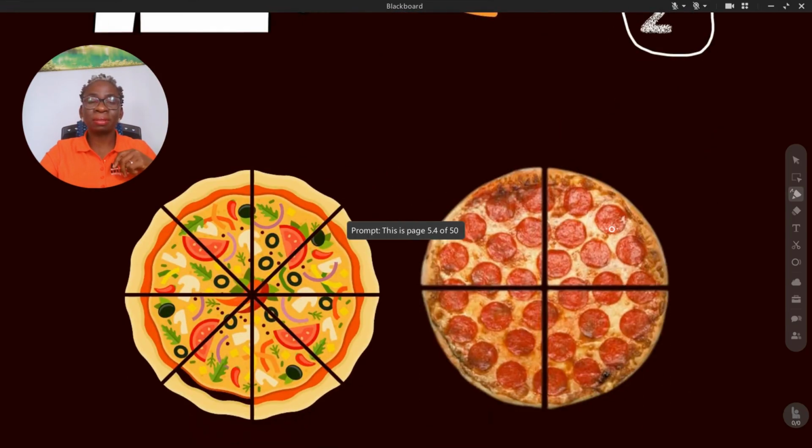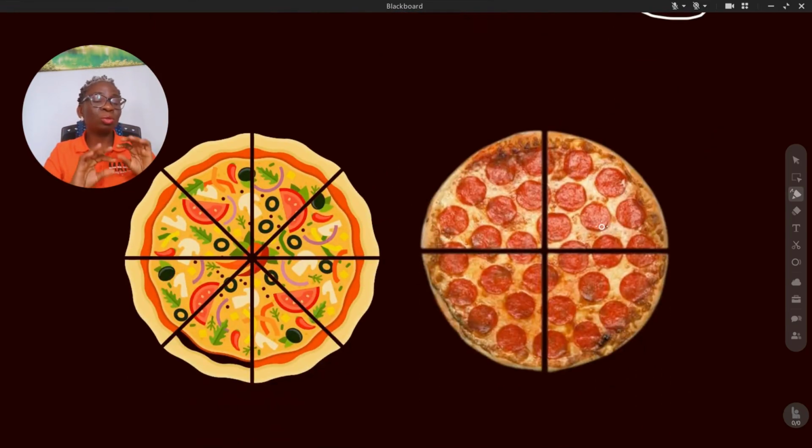Now imagine this. You cut your pizza into 8 slices while I cut mine into 4 slices. If we both eat half, you will eat 4 slices while I eat 2 slices. But we've both eaten the same amount of pizza. That's why you can't just look at the numbers. You have to look at what they mean together. Here now, you've eaten half, that's 4 out of 8 slices. I've also eaten half, but mine is 1 over 2.